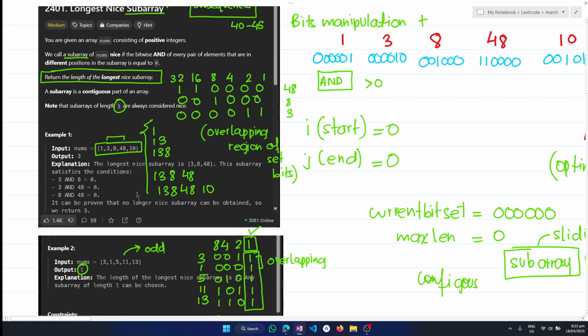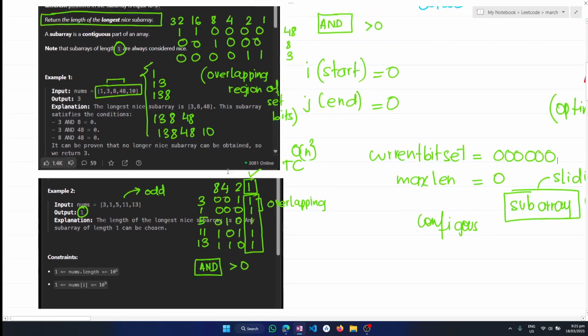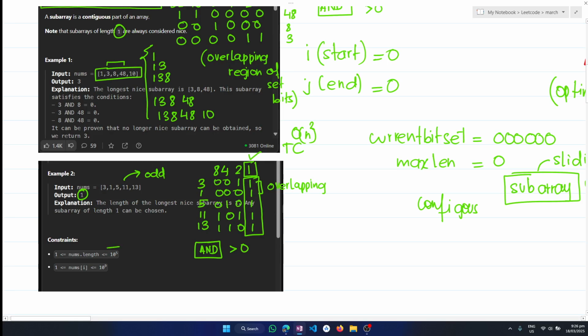I'm going to consider each and every subarray, which is going to take O of n square time complexity, and then I'm going to check for each of those subarrays if it's nice or not. But you can very clearly see that nums.length can be 10 to the power 5. If I square it, that becomes 10 to the power 10, which is greater than 10 to the power 8, and 10 to the power 8 is basically our acceptable time complexity range. So if I do the brute force approach, it's 100% not going to be accepted. We have established that, right?